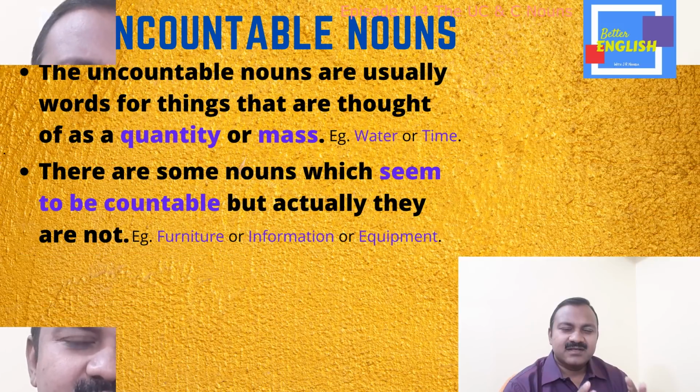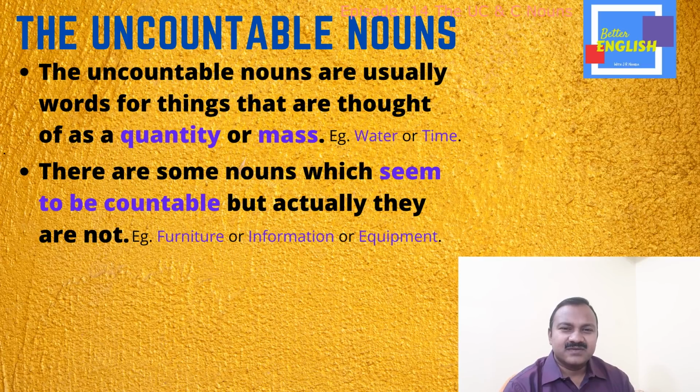The second important thing that you must know about the uncountable noun is there are some uncountable nouns that seem to be countable, but they are actually not. For example, furniture, information, equipment. Even though you can see some furniture lying on the floor and you can count it, if you say 1 furniture or 2 furnitures, it is wrong English.